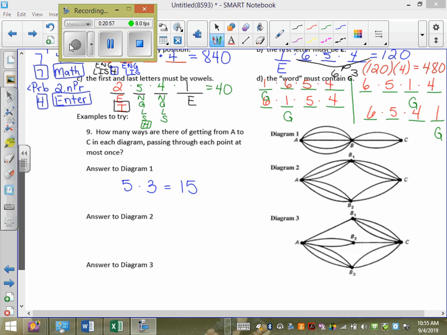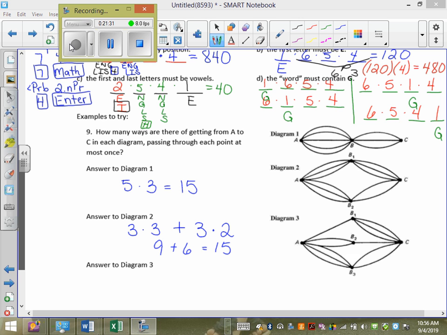Diagram 2 has 2 cases. You could either take the top paths or you could take the bottom paths. So if we take the top paths, we have 3 and 3. So from A to C through B1, we have 3 times 3. That's our first set of paths we could take. Or, so plus sign, we could take the 3 paths and the 2 paths passing through B2. So it'd be 3 times 2. So we'd get 9 plus 6, which is 15.